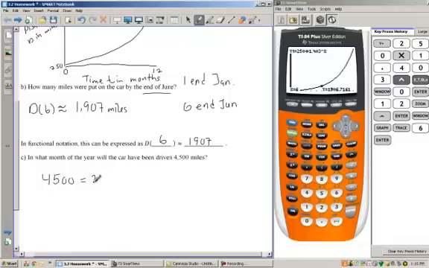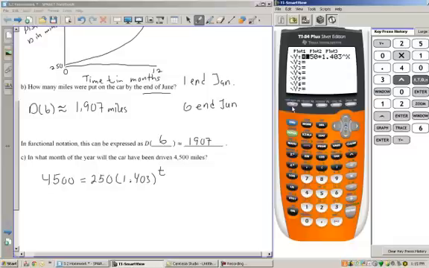And we have then the formula 250 times 1.403 to the t. And the idea is I want to solve this for t. So the way we do this is we graph the right and we graph the left.